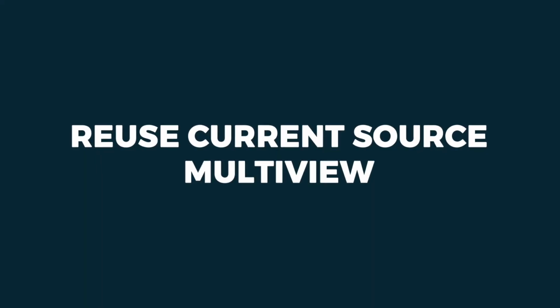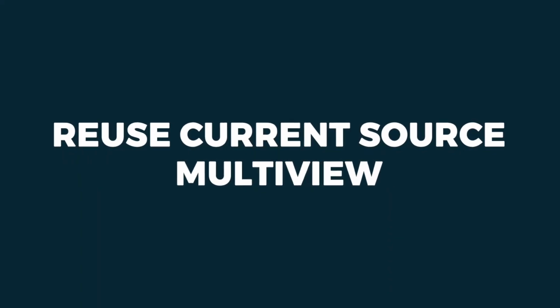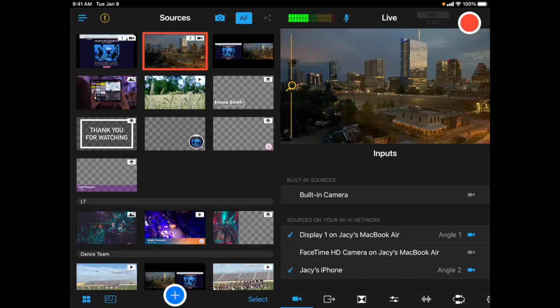Now let's talk about the Reuse Current Source option with Multiviews. This mode allows you to pre-assign all but one of the sources. The empty slot is reserved for the most recent camera or asset that was being used prior to using the multiview. We'll start the same way as we do when we're creating any type of multiview.